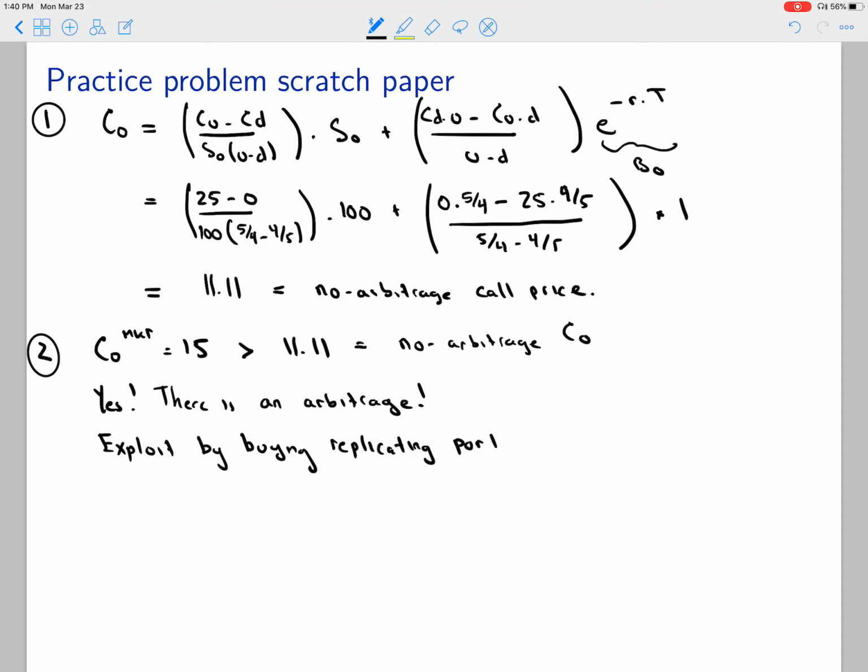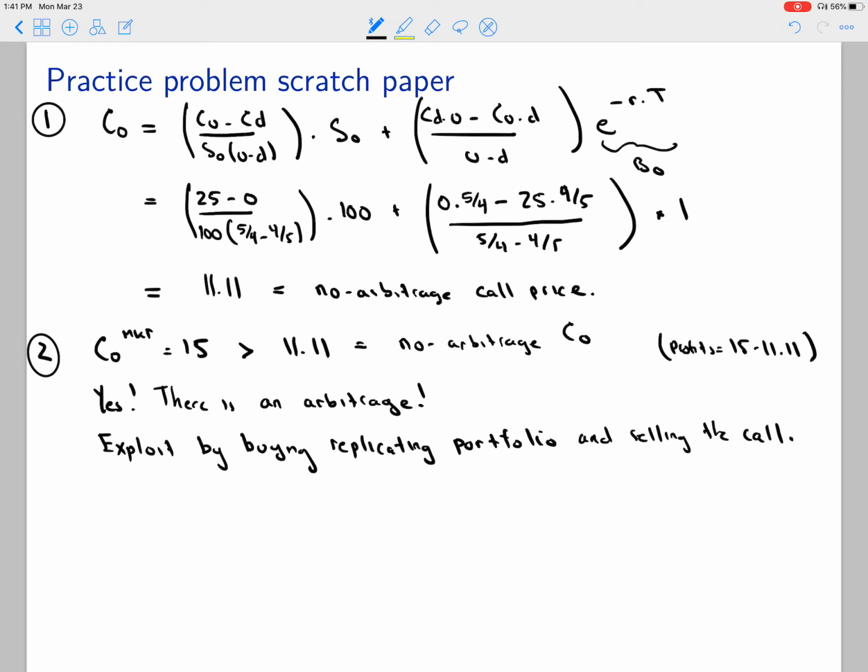Okay, the replicating portfolio is cheap relative to the market price, and selling the call. Okay, this portfolio will have a 0 payoff at date T, but it'll generate you positive profits. You can even write them out, it's going to generate you profits equal to $15 minus $11.11. Okay, it's a little under $4.